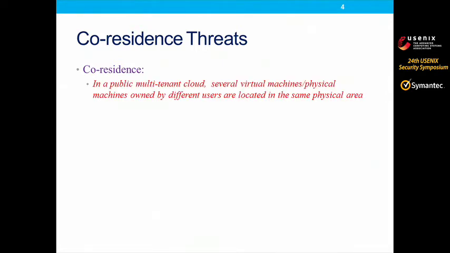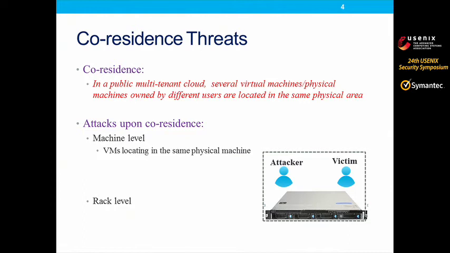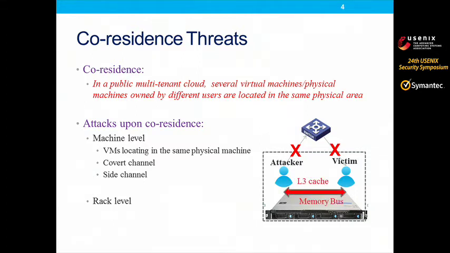Co-residence here is defined as follows: in a public multi-tenant cloud, virtual machines belonging to different users can be located in the same physical area. There are various attacks derived from such co-residence at the machine level, where the attacker virtual machine and the victim virtual machine are located on the same physical machine, and the attacker can launch attacks such as covert channel or side channel attacks. In the covert channel threat model, the attacker needs to control the victim and make the two parties communicate through unintended system channels such as the L3 cache or memory bus. And the side channel is a more serious problem because the attacker does not need to control the victim, but can steal information through those unintended channels.